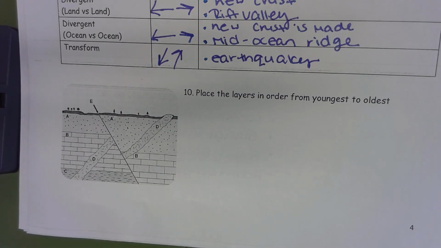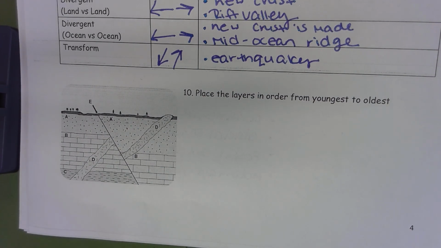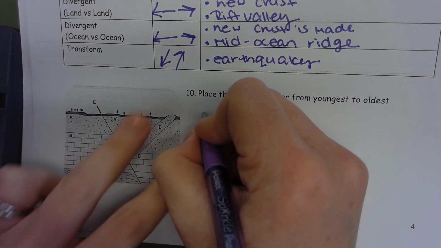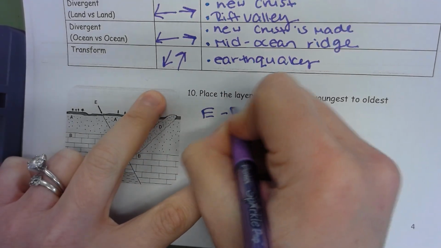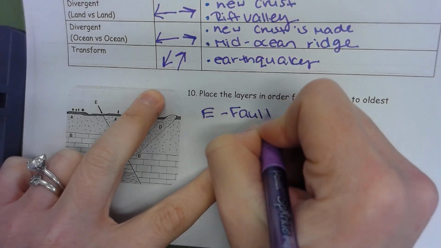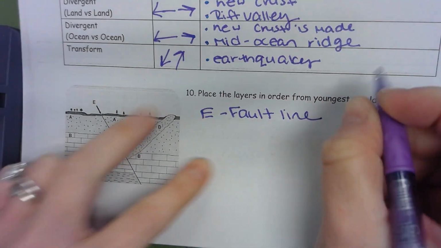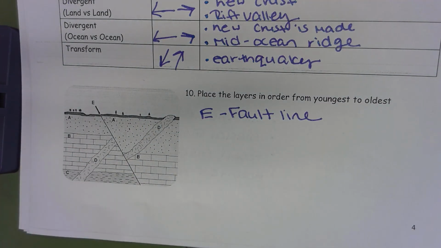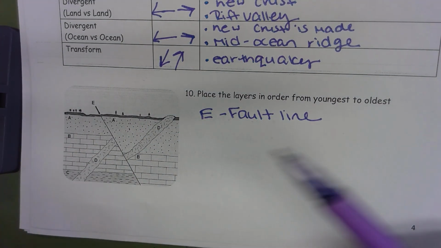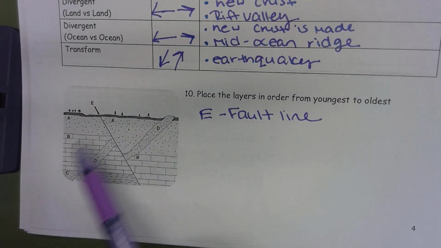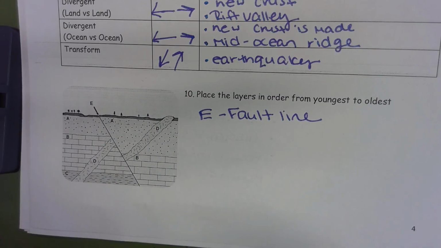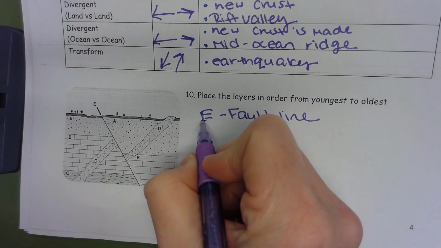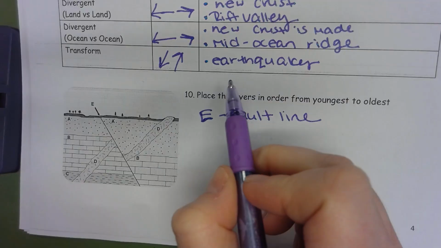All right, place these layers in order from youngest to oldest. The first thing I want you to notice is that E is a fault line, which means we have unconformity. Remember, if you conform to something, you're going to look like it. If you're unconform, it means there's two things that don't look the same. Fault lines only happen during earthquake events.